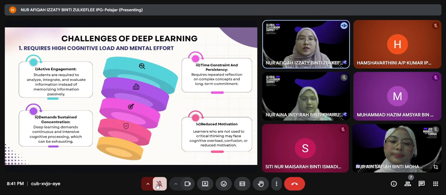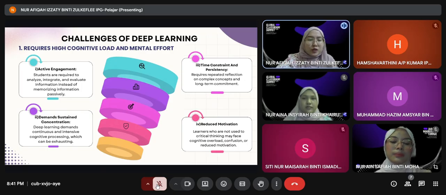It also consumes a lot of time and it requires persistence, because you have to reflect repeatedly on complex concepts in order to ensure that you not just memorize them, but you are able to apply them in daily life or in any kind of scenario.